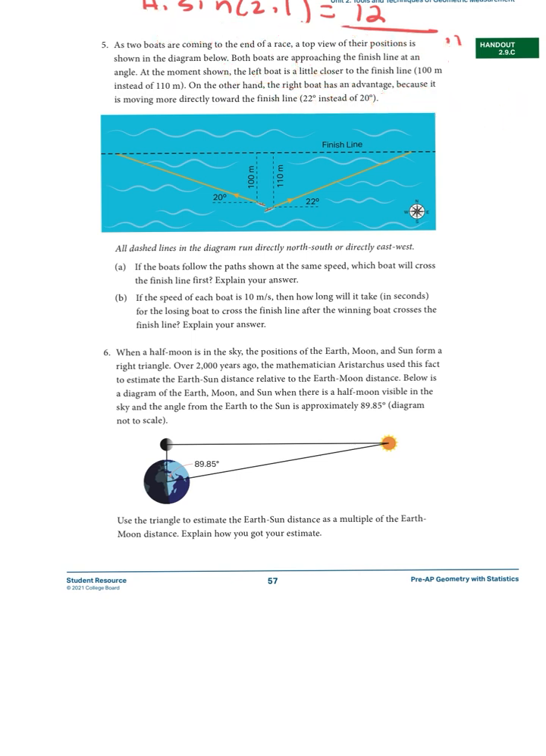Okay, so it says, as two boats are coming to the end of a race, a top view of their position is shown in the diagram below. Both boats are approaching the finish line at an angle. At the moment shown, the left boat is a little closer to the finish line, 100 meters instead of 110 meters. On the other hand, the right boat has an advantage because it is moving more directly toward the finish line, 22 degrees instead of 20. All dashed lines in the diagram run directly north-south. If the boats follow the path shown at the same speed, which boat will cross the finish line first?